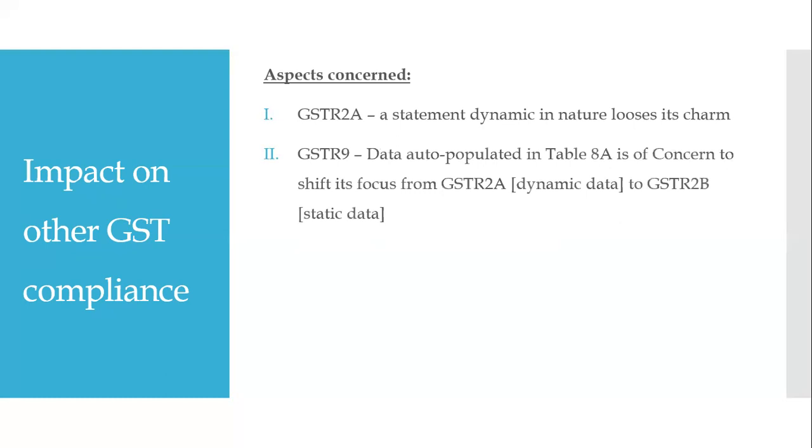Also, in GST 9, there is a table called table 8A. The data in table 8A is auto-populated on the basis of GST 2A. Effective from 1st Jan 2022, since GST 2B is going to be made mandatory, it is very crucial for financial year 21-22 how table 8A is going to be presented by the authorities concerned. So these are the changes which have been made effective from 1st Jan 2022 by way of insertion of this clause AA.